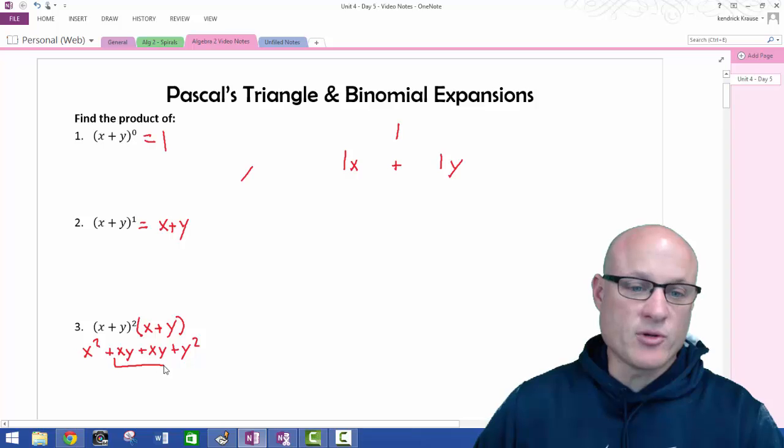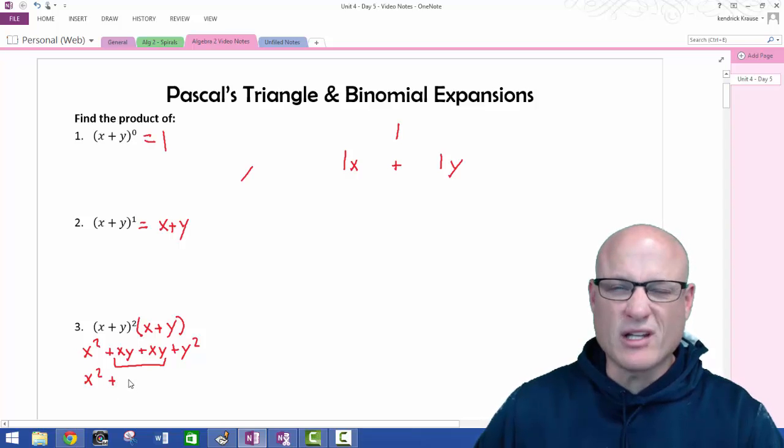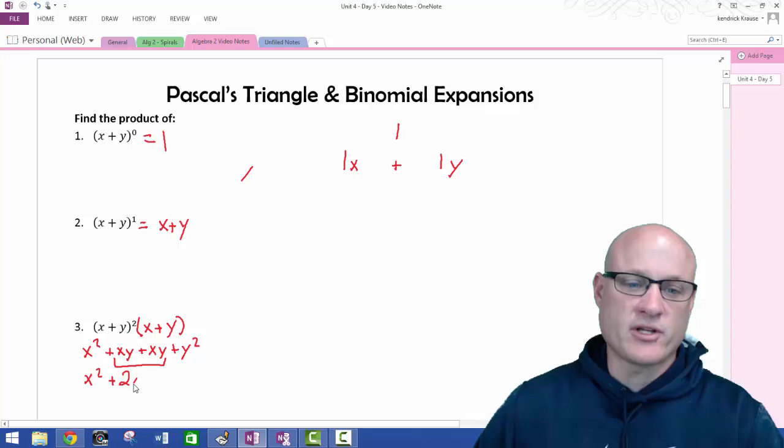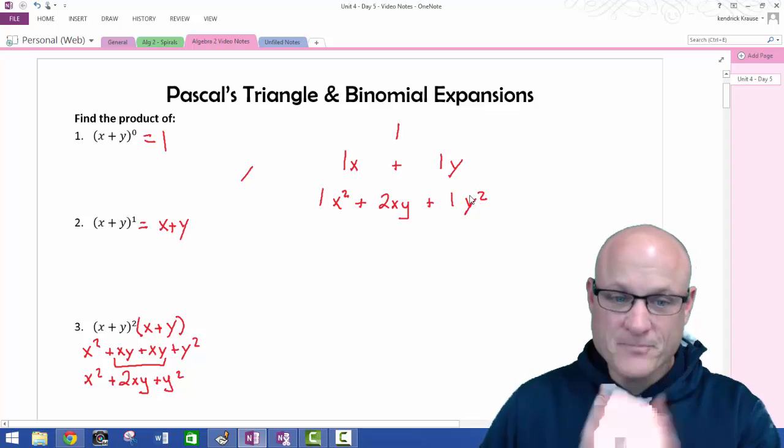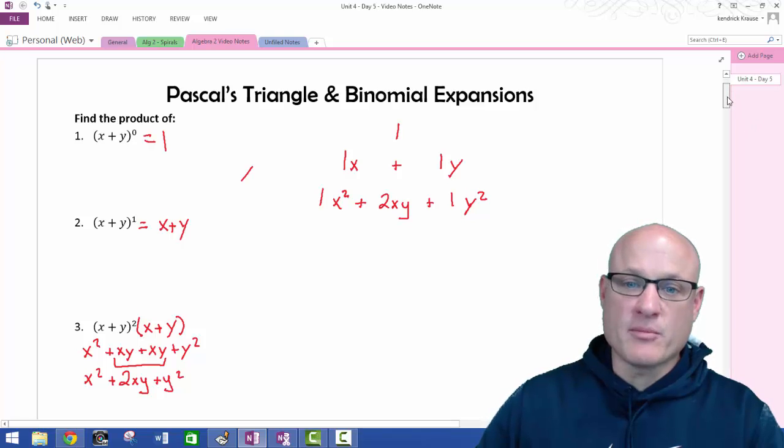Anytime you're doing any kind of double distributing or triple distributing, there's always a little bit of cleanup work to do, and that's usually the middle terms. The middle terms are usually like or similar terms, and we can add those up. So in this case, it's x squared plus 2xy plus y squared. So off to the side over here, I'm going to write this as 1x squared plus 2xy plus 1y squared. And I'm going to scroll down. I'll come back to that in a minute.